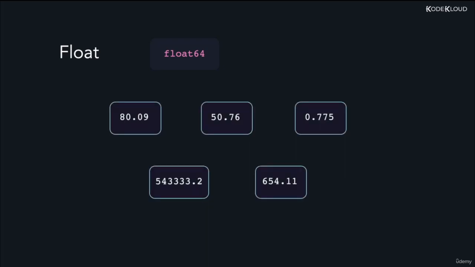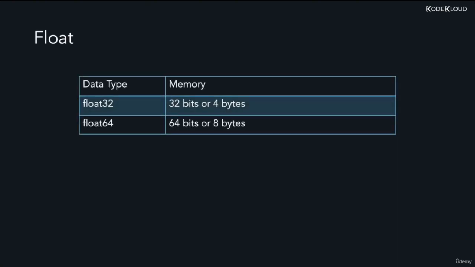Next up, we have float. So float, or also known as floating point numbers, are the numbers that contain a decimal counterpart, and they are either of 32-bit or 64-bit in Golang. But for most modern CPUs, float64 is recommended. So examples of floats are 80.09 or 0.775, 50.76, and so on. So Go has two floating point types, float32 and float64. They're also referred to as single precision and double precision respectively.